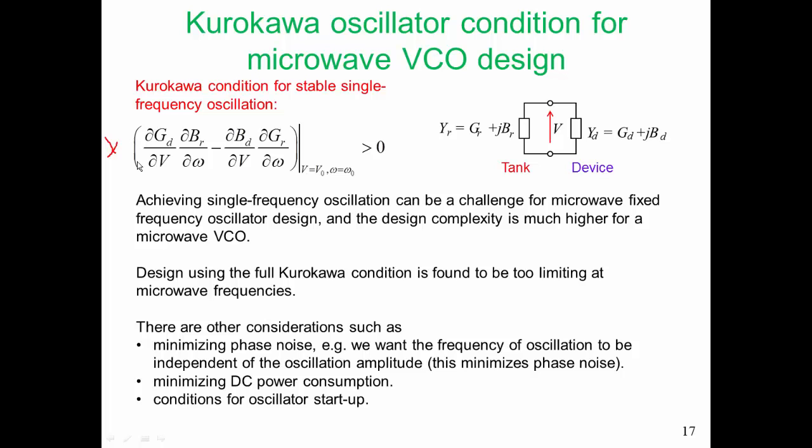We must also consider the conditions for oscillator startup in our design. Considering all of these factors, minimizing phase noise, minimizing DC power, having the right conditions for oscillator startup, and then meeting the 4 conditions on the behavior of our susceptances and conductances that are implied by the Kurokawa oscillation conditions is really a little bit too much, especially if our oscillator is operating above a gigahertz or so.